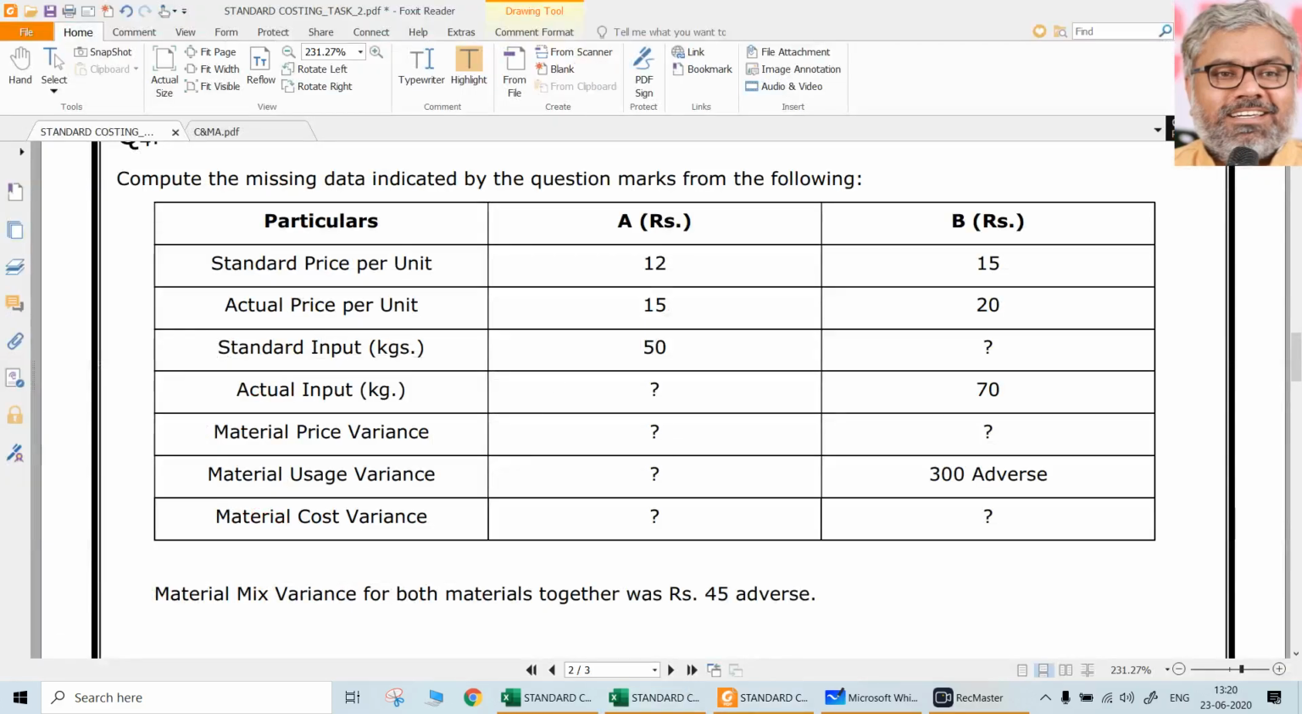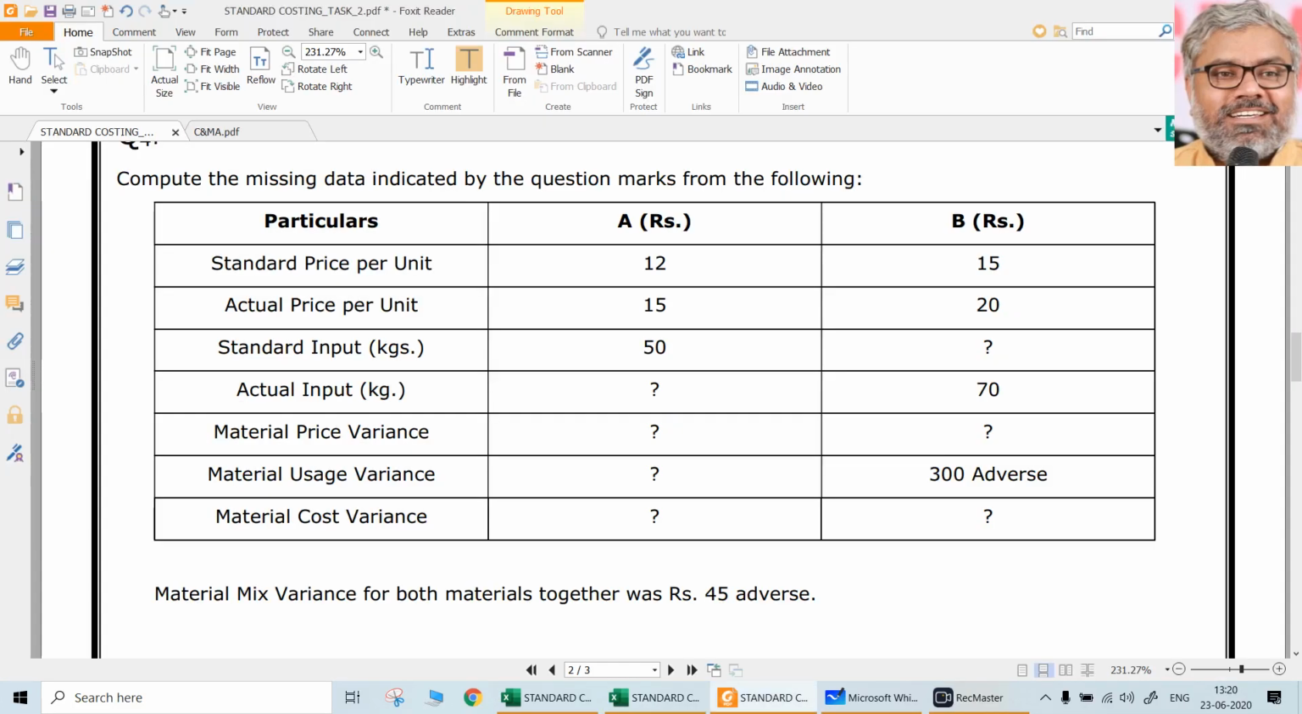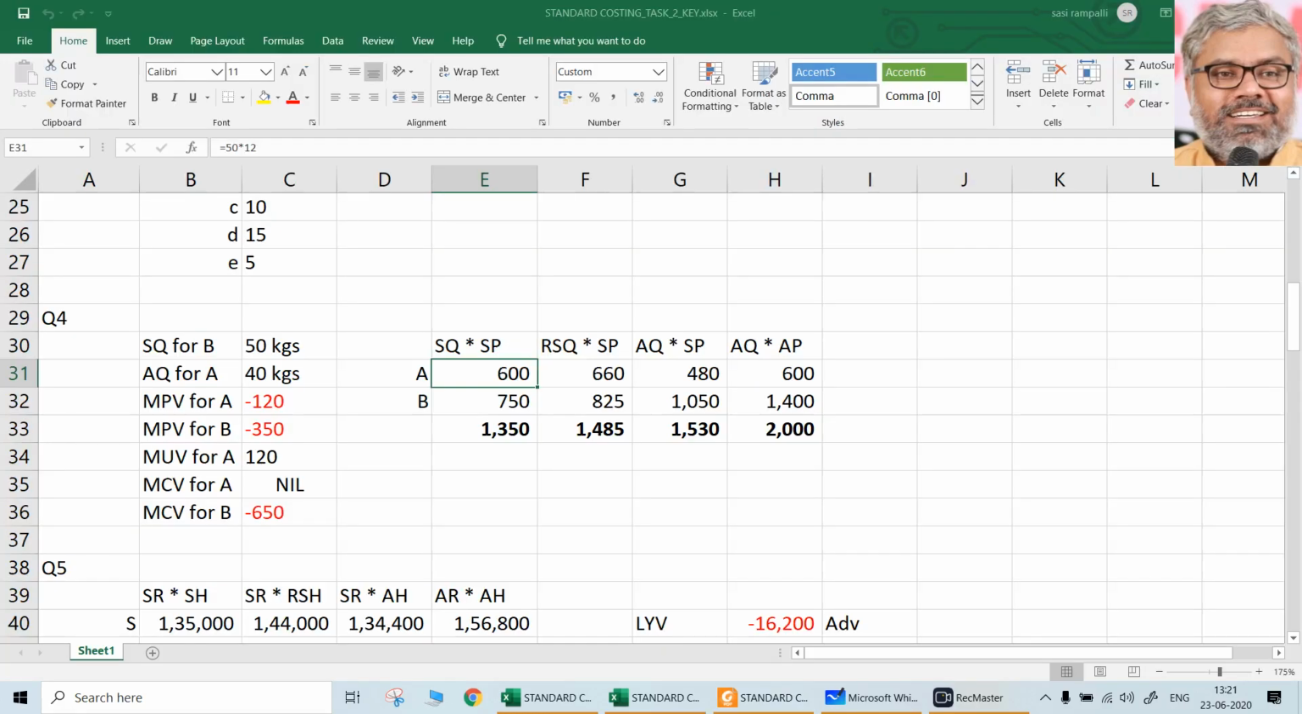Standard input for material A is given, that is known, that is SQ, which is 50, and for material B we don't know that. Same way, actual input for material B is given, but for A we don't know that. And then material price variance is not given, usage variance is not given, only for material B it was given, enough. So whatever is there, we have to first catch that, what is available. So material usage variance for material B is how much?